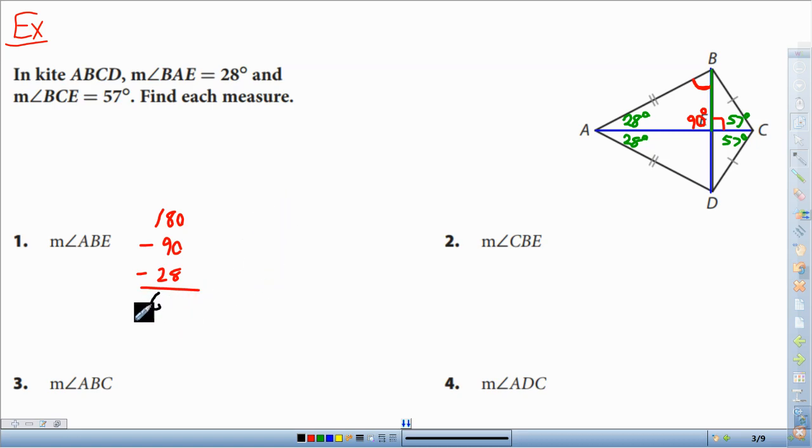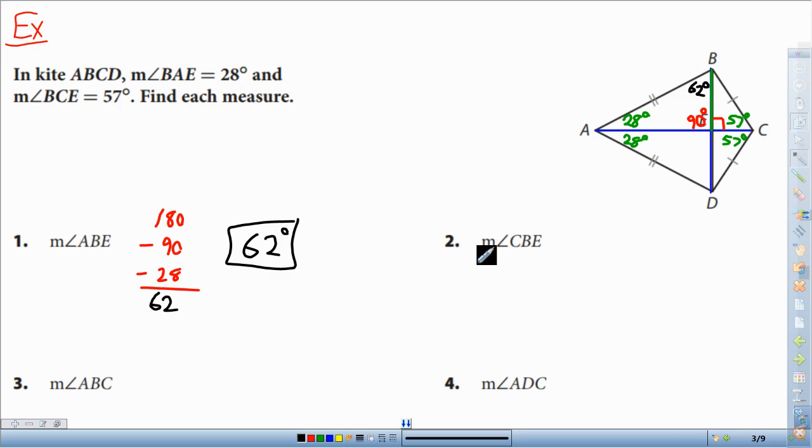Anyway, that gives me 62 degrees. So there's my answer. Whenever you get new information, I always recommend going back and putting it on your triangle. It might help us find another problem.